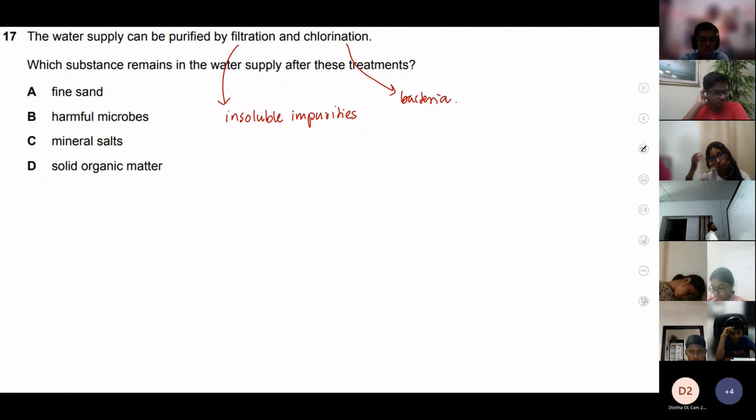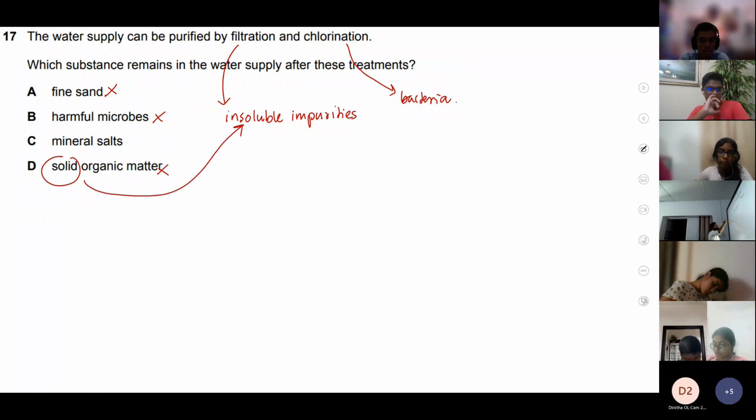Which substance remains in the water supply after these treatments? Fine sand is insoluble, we removed it. Harmful microbes cannot exist because chlorination must have destroyed them. Solid organic matter cannot remain because it's an insoluble impurity. Mineral salts could be there.